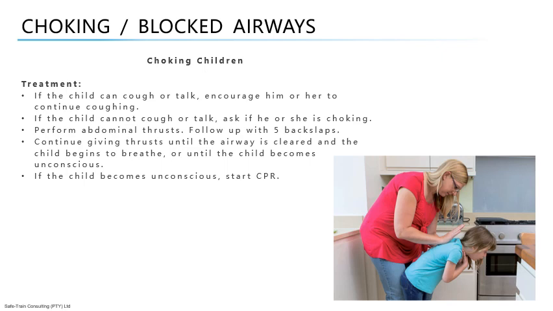Put your other hand over the fist, and give 5 quick upward thrusts into the patient's abdomen. Follow up with 5 back slaps. Continue giving thrusts until the airway is cleared and the child begins to breathe, or until the child becomes unconscious. If the child becomes unconscious, start CPR.